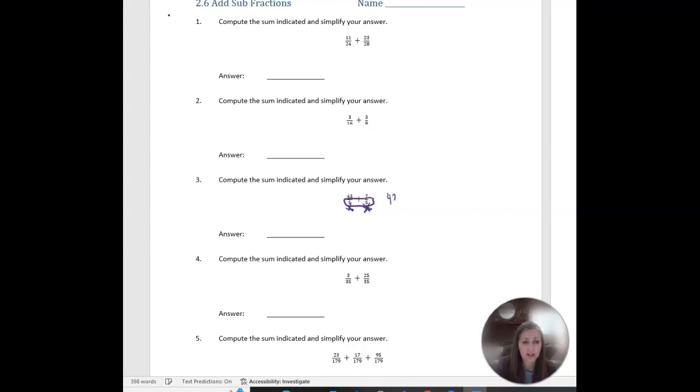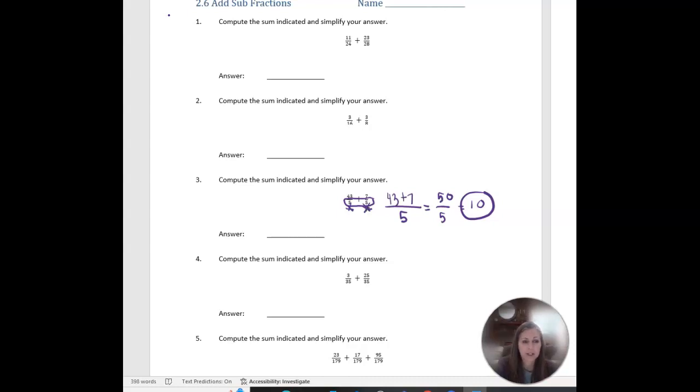What you'll do is you'll add your tops, 43 plus 7, and your denominator stays the same, so that would be 5. 43 plus 7 is 50. And 50 divided by 5 is 10. So we're going to get 10 when we add those fractions together. Number 4 is the exact same way. They already have a common denominator.